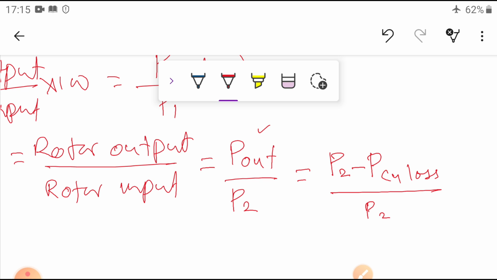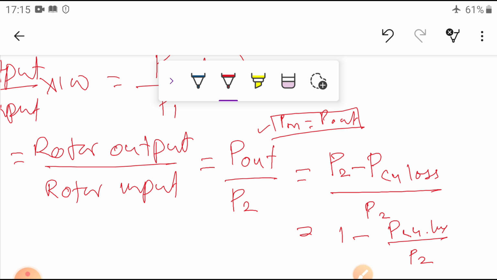Okay, so what are we going to get? P out is equal to PM now. So, P out is PM. Friction and windage losses we take as very small, so we neglect them here. So, here I am going to write P2 minus P copper losses. What is the value you are going to get? P2 by P2, that is 1, minus P copper losses by P2.